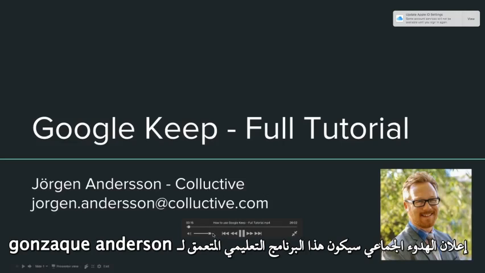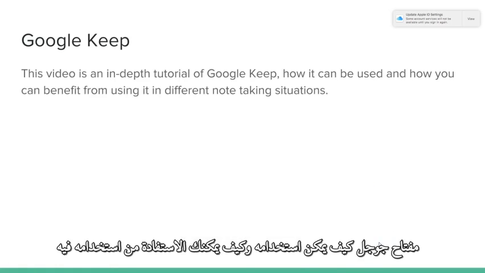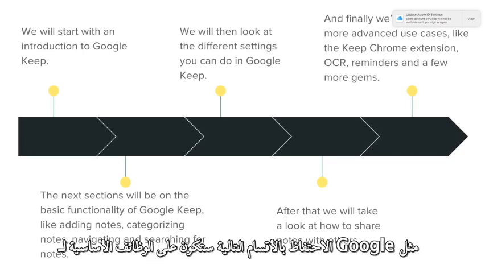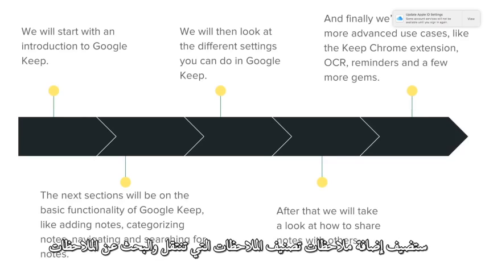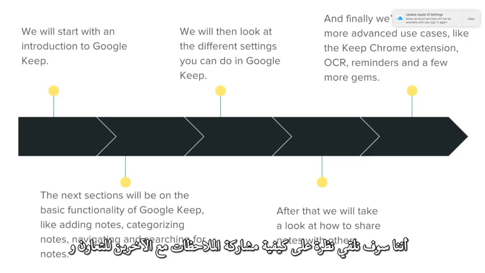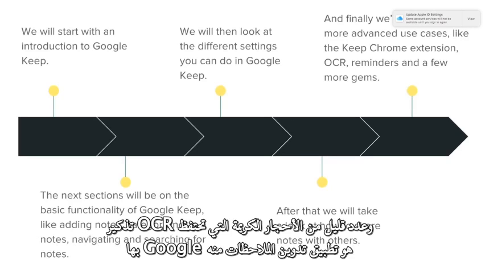This will be an in-depth tutorial of Google Keep, how it can be used and how you can benefit from using it in different note-taking situations. We'll start with an introduction to Google Keep. The next sections will be on the basic functionality, like adding notes, categorizing notes, navigating, and searching for notes. We'll then take a look at the different settings you can do in Google Keep. After that, we will take a look at how to share notes with others for collaboration. And finally, we'll look at some more advanced use cases like the Keep Chrome extension, OCR, reminders, and a few more gems.